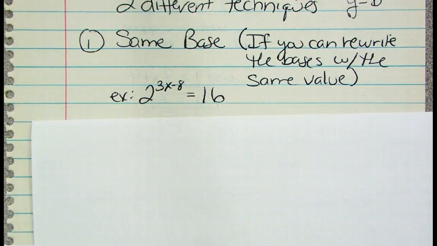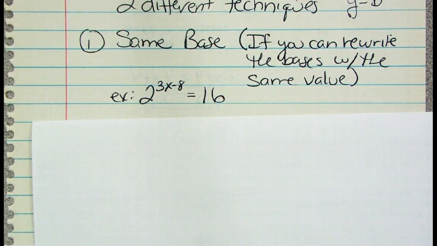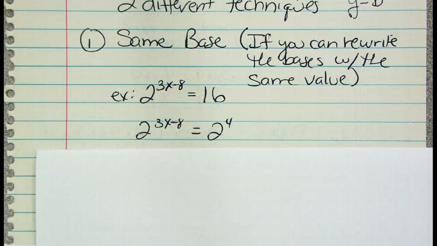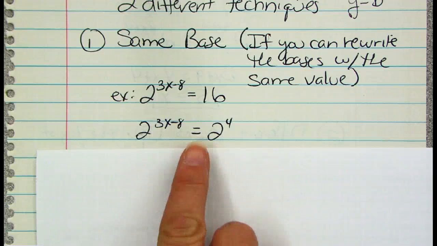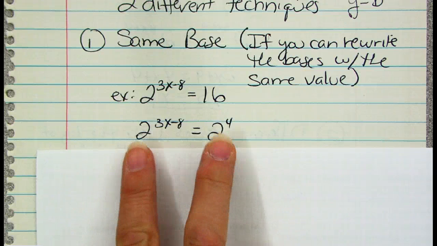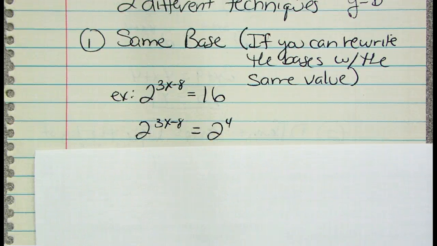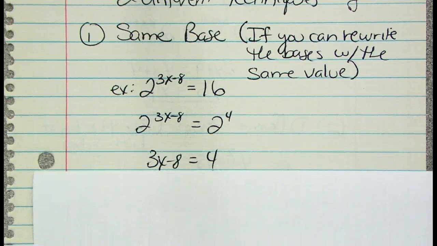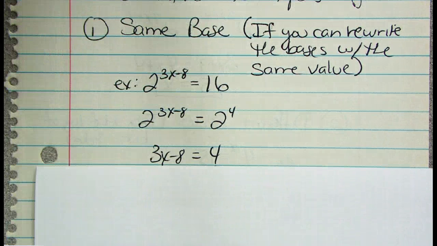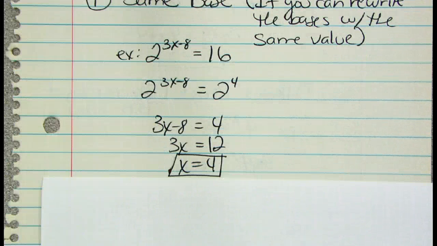First example is 2 to the 3x minus 8 power equals 16. This definitely falls underneath the technique of same base. I'm going to be able to rewrite the 16 with the 2. So they both have the same base. 16 is really 2 to the 4th power. So now I have an equal sign and both sides are supposed to be equal. Both of the 2's are equal, therefore both of my exponents are supposed to be equal. So I just set the exponents equal to one another. Then I proceed to solve for x. I am done.